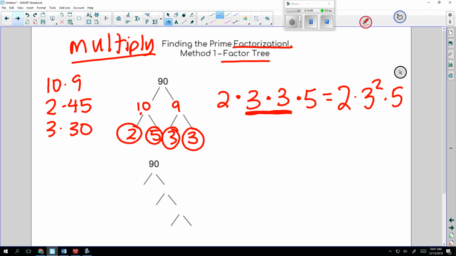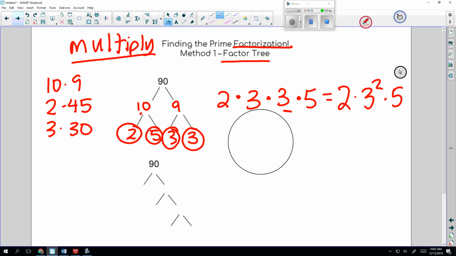Now if I do the math, what's 2 times 3? 6. And what's 6 times 3? 18. And then what's 18 times 5? Let's just figure that out real quick. It's 90. So every time you prime factor 90, this is the answer that you're going to get. Every time, because it's unique to 90. This will never make another number.